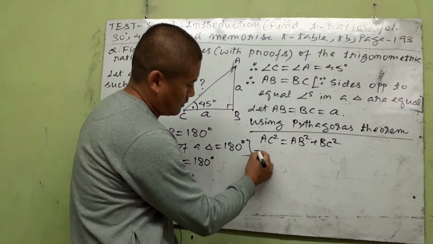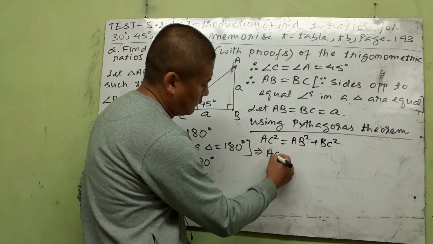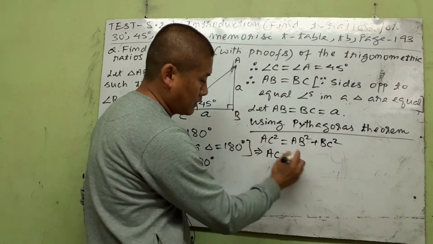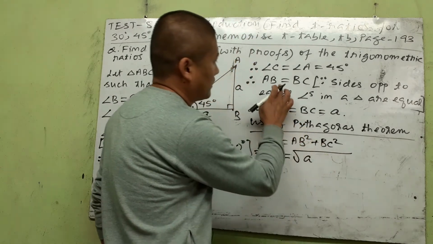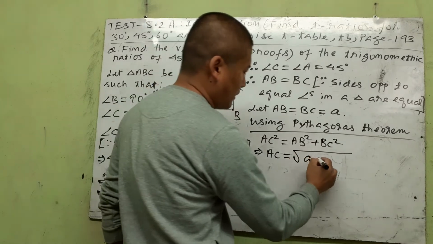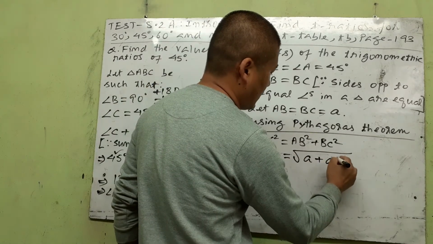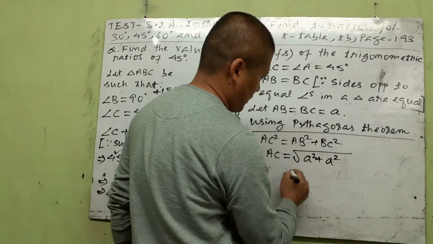So that will imply AC, if we remove the square on it, then root will come on the right side, and AB is A, as you can see, plus BC also A. So square and square.